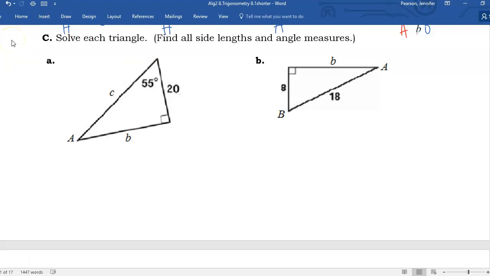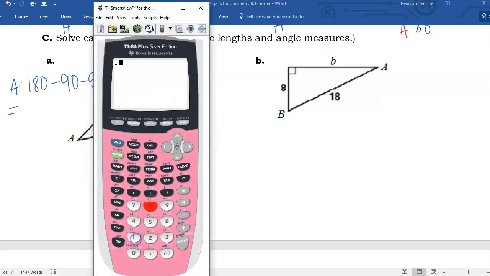Remember, the 3 angles of a triangle always add up to 180 degrees. And we already have 90 in this corner here. Remember, a right angle is a 90-degree angle. So the missing number for A, all 3 corners have to add up to 180 degrees. To find A, we're going to do 180 minus 90 minus 55. Okay? 180 minus 90 minus 55. A is 35 degrees.